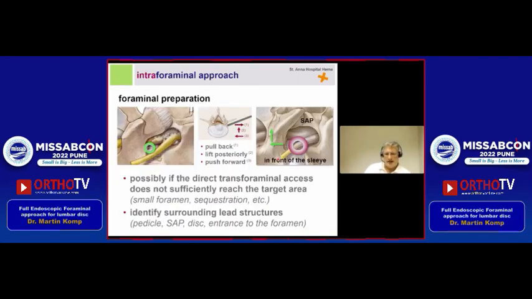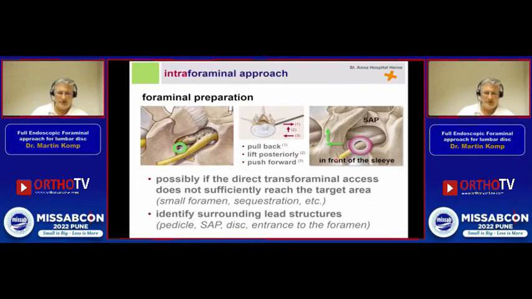When we're doing an intraforaminal approach, we have to orient ourselves in the foramen. Maybe we have a pathology located inside the spinal canal and we want to go through the foramen to this pathology, but we have a very small foramen, so we cannot directly reach it with a transforaminal approach. So we start inside the foramen, and then we have to identify the surrounding landmark structures: the pedicle, the SAP, the disc, and then the entrance to the foramen. When we're working in this area and we pull back the sleeve, it is possible that the exiting nerve root is directly in front of the sleeve. Then we have to pull back the sleeve a little bit, lift it to the posterior aspect, and push it forward to go around the exiting nerve root.